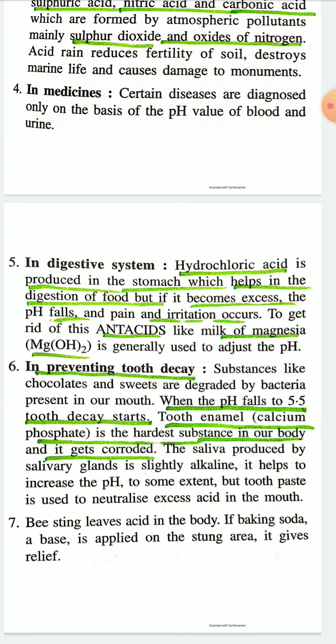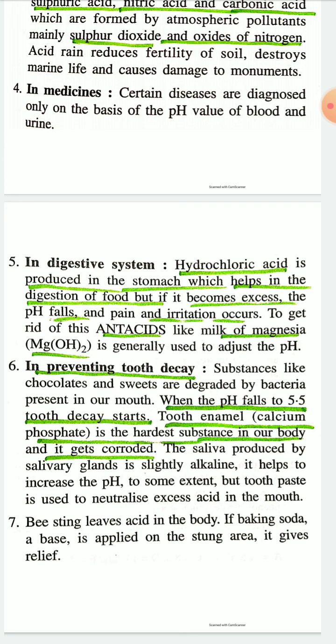Next is the prevention of tooth decay. When the pH in our mouth falls to 5.5, tooth decay starts. Tooth enamel, which is actually calcium phosphate, is the hardest substance in our body, and it gets corroded when pH falls to 5.5.